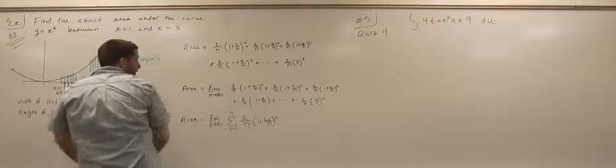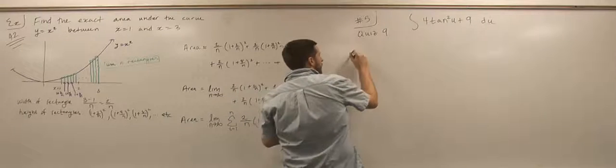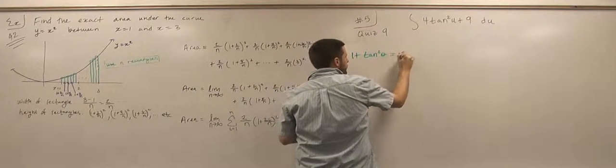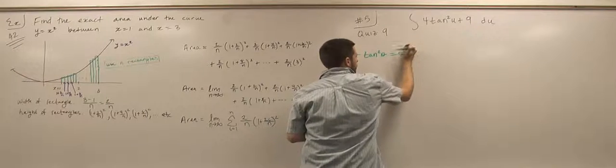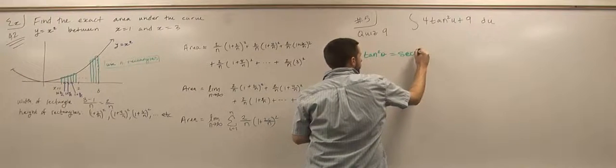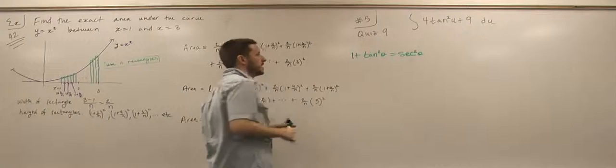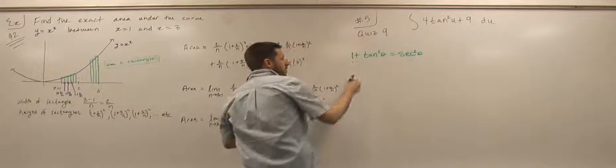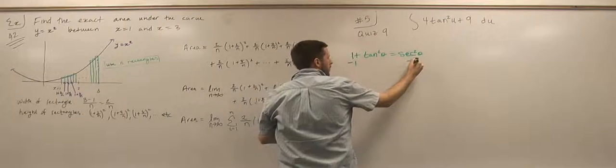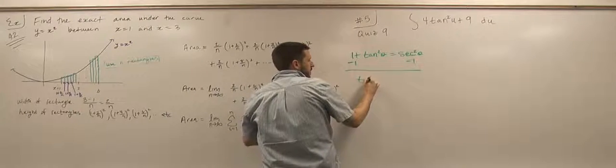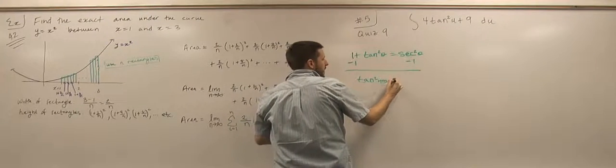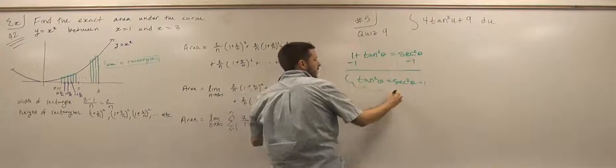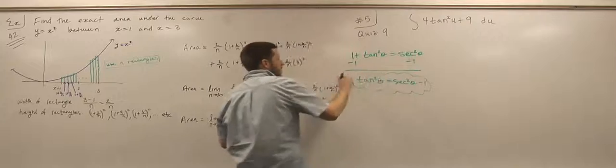You should have somewhere in your memory banks that 1 plus tan squared equals secant squared, or some form of this identity. Since I have tangent squared as my function that I want to replace, I can move the 1 over. Then I know tan squared theta equals secant squared theta minus 1. Right, so somewhere you should have this accessible.